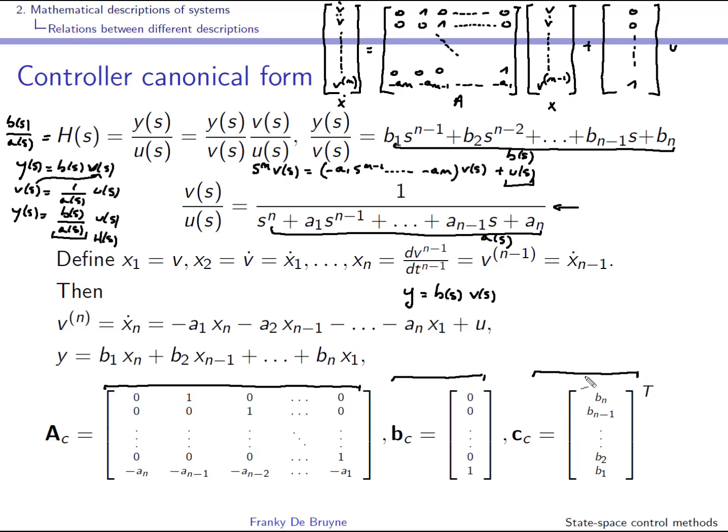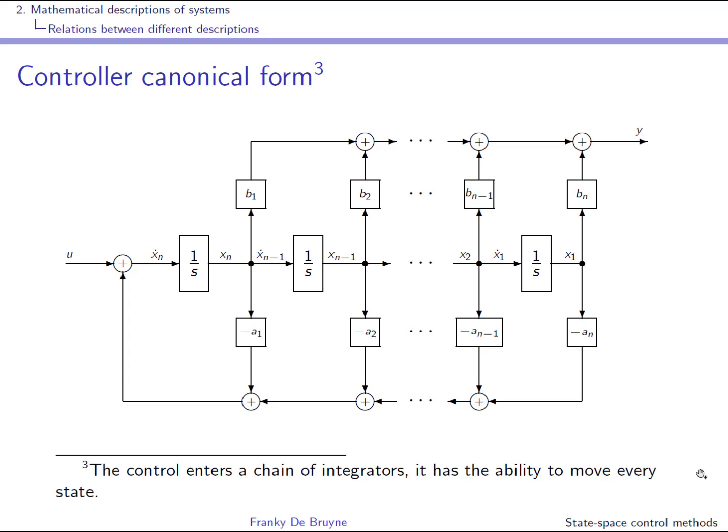So this is how you can bring this strictly proper transfer function, with two polynomials b over a, where b is here and a is over here, into a so-called controller canonical form. So this is one way to see things. Remember that we are implementing this transfer function, this strictly proper h of s.